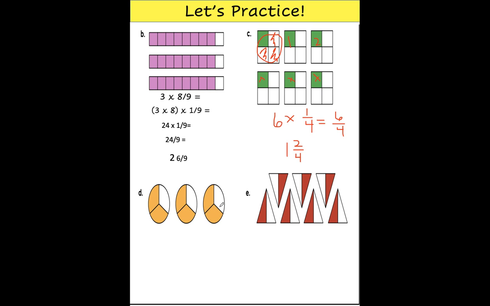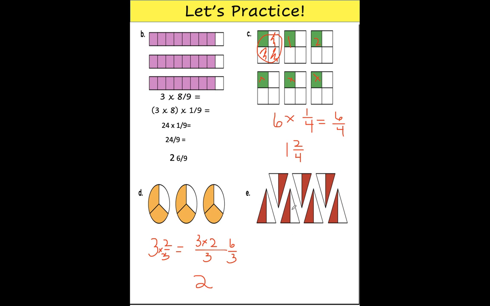All right, so I have 1, 2, 3 copies of 2/3. 3 times 2/3. And that gives me 6/3. Then 6 divided by 3, how many times does 3 go into 6? Well, that's even, 2 wholes.